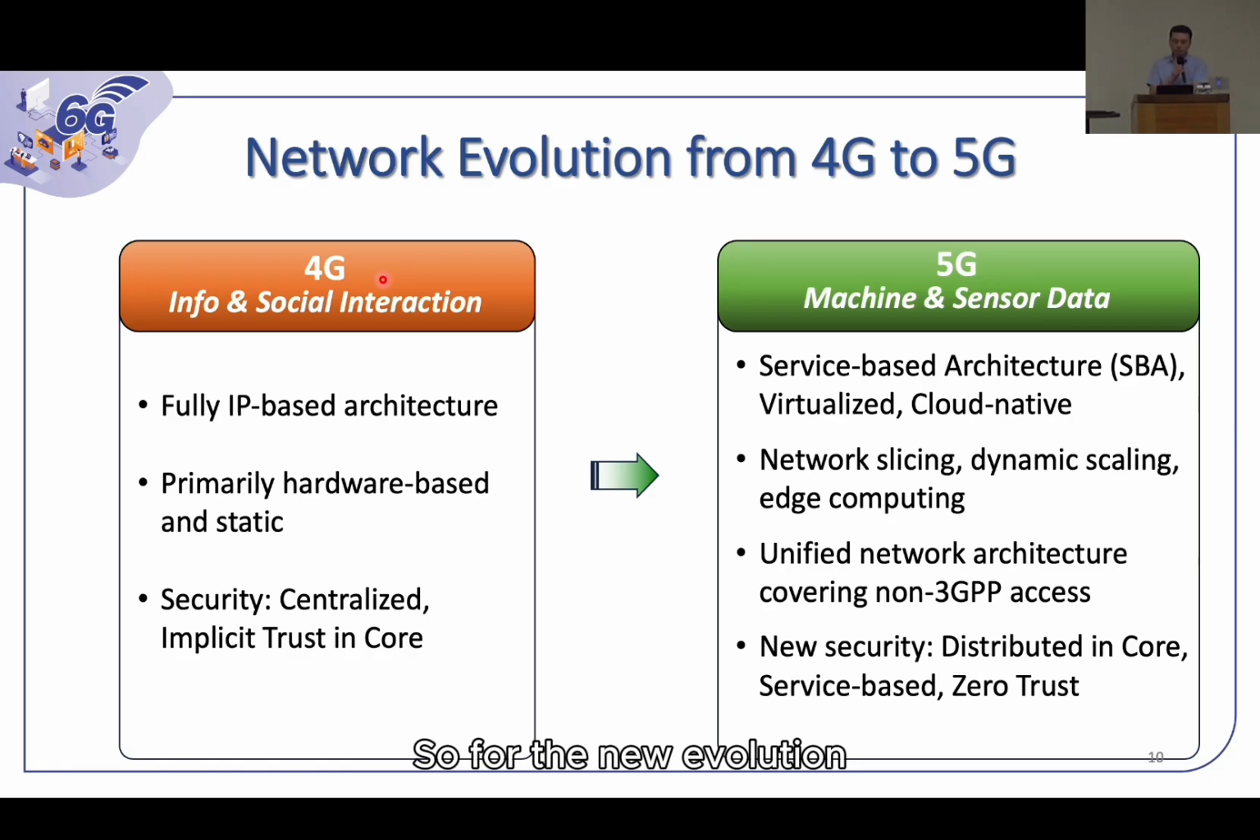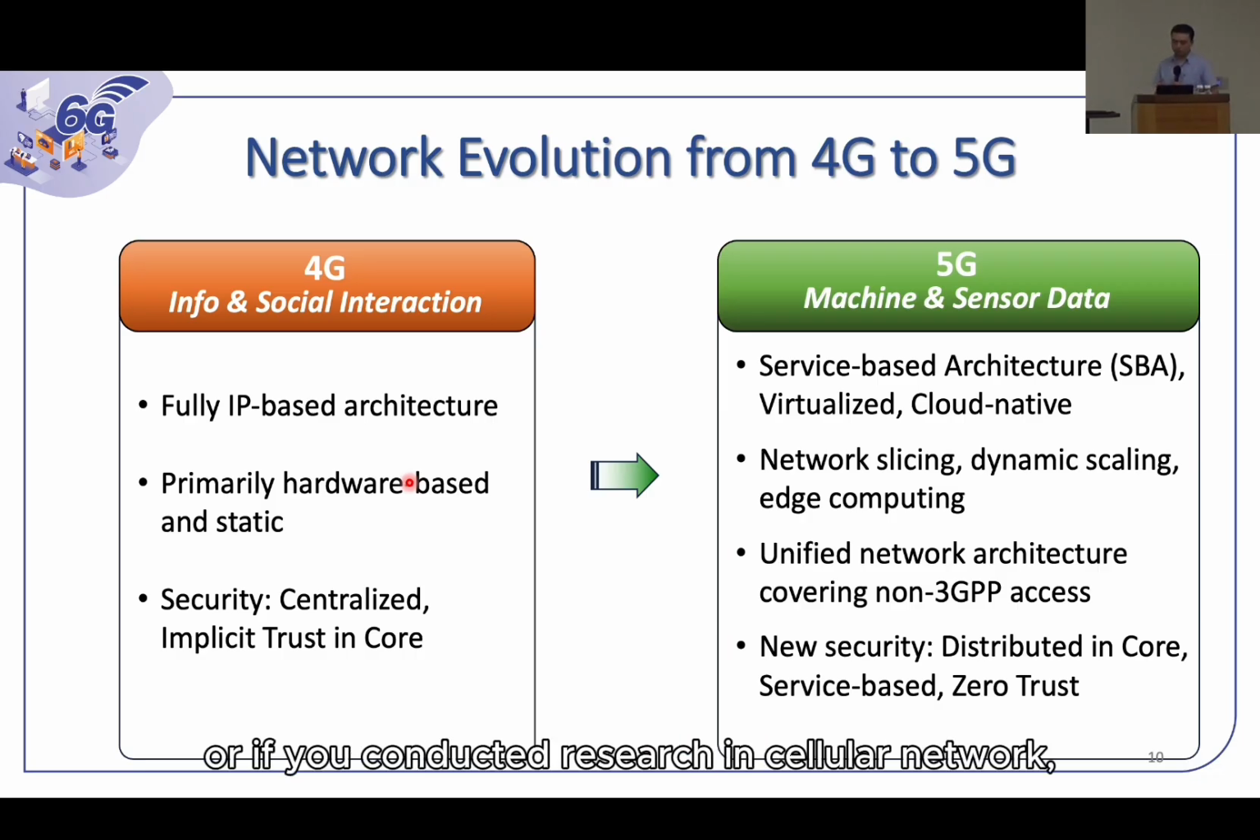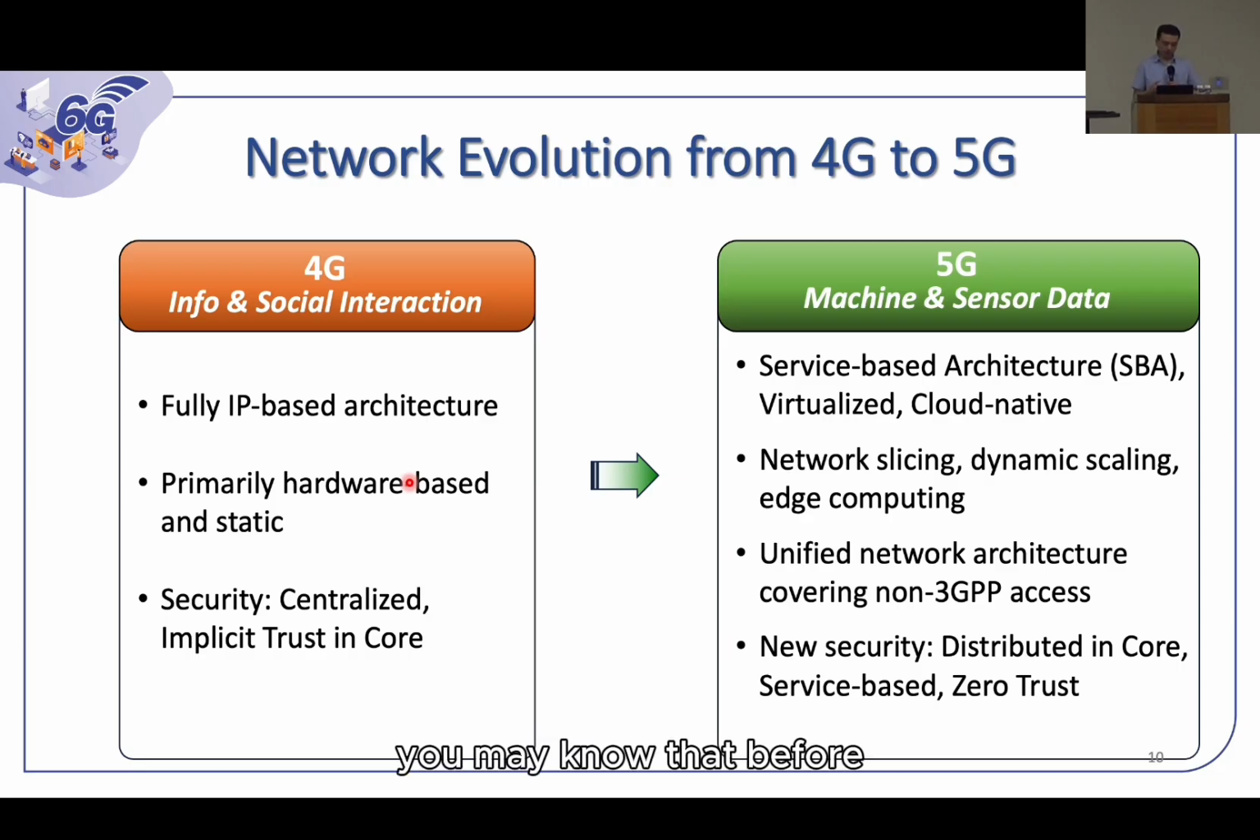Okay, so for the network evolution from 4G to 5G, in 4G network, we have the fully IP-based architecture, and it's primarily hardware-based and static. And its security is centralized and the implicit trust in core. So for the 4G network, if you are doing research, or if you conducted research in cellular network, you may know that before, it is difficult to get the 4G core network. All the 4G core network are closed.